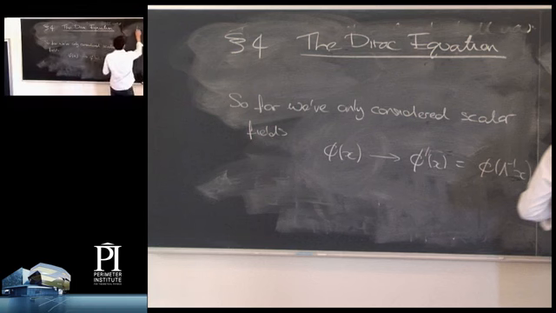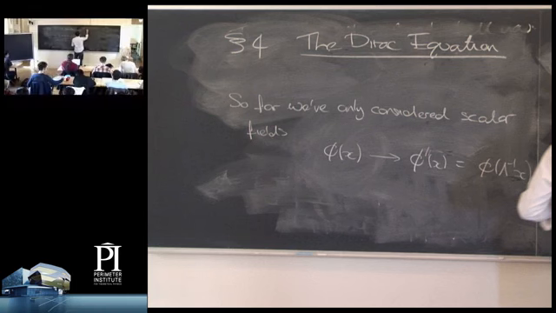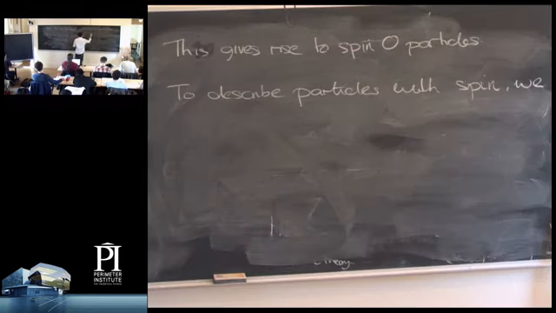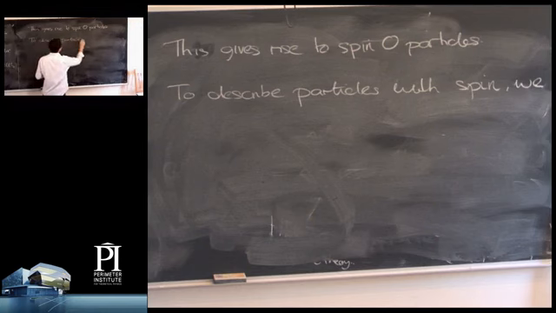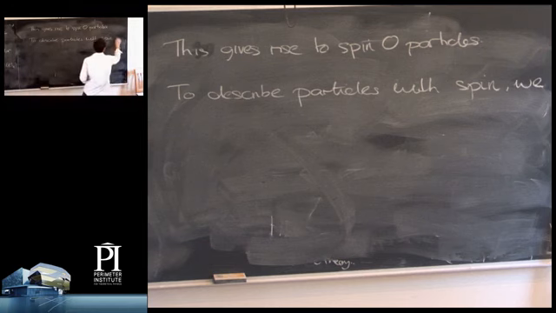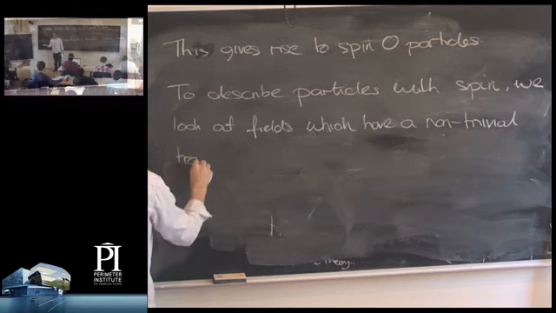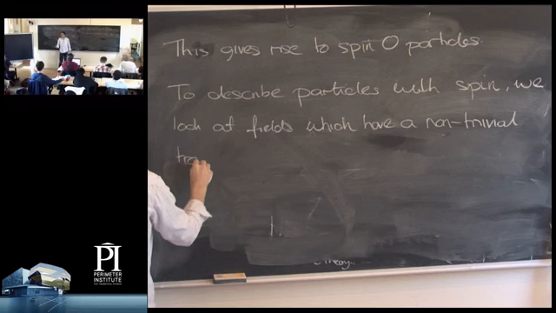Okay. So this gives rise to spin 0 particles. So to describe fields with spin, to describe particles with spin, which means the particle has some intrinsic angular momentum, what we're going to do is look at fields which themselves have some non-trivial transformation under the Lorentz group.